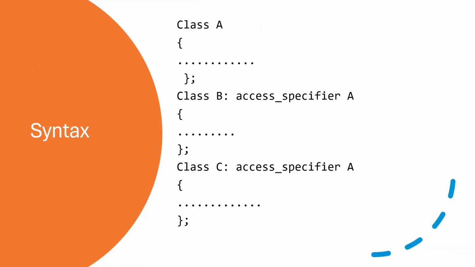Now this will be the syntax of the hierarchical inheritance. Class A is the main base class. Then class B and class C. These two classes are derived from the base class A. So here in this syntax we are deriving two subclasses named class B and class C, where class A is the base class. We are inheriting class B and C from class A.